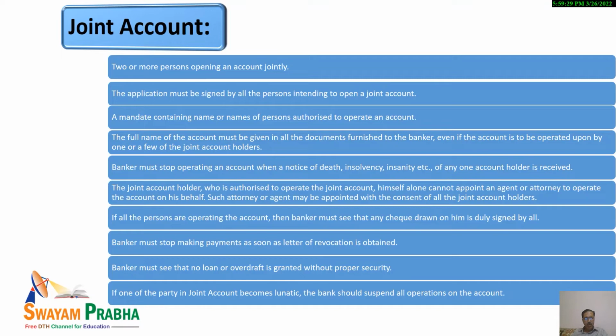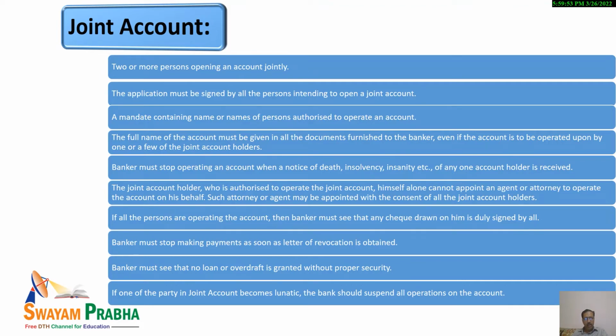And in case all the persons operating the account are operating it jointly, so in case some check is given by them, then the bank should observe, the bank should verify that it is duly signed by all of the joint holders. So it should be noted.